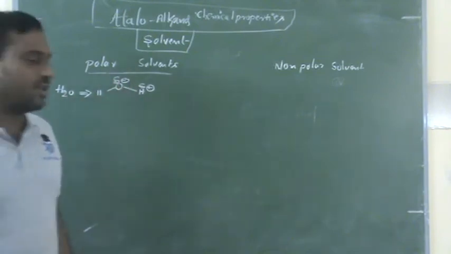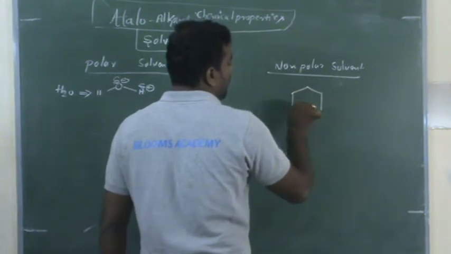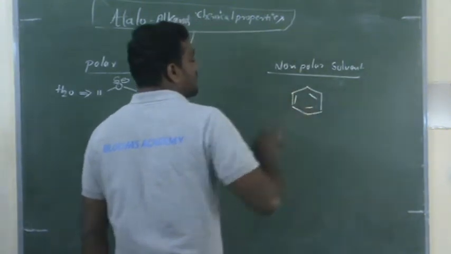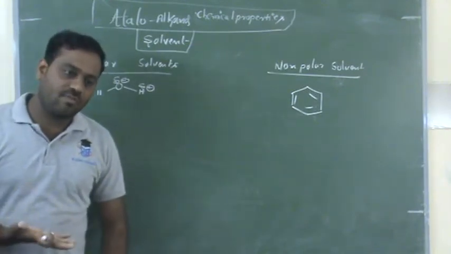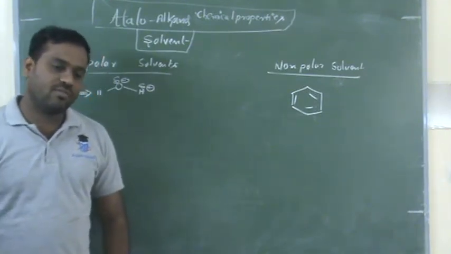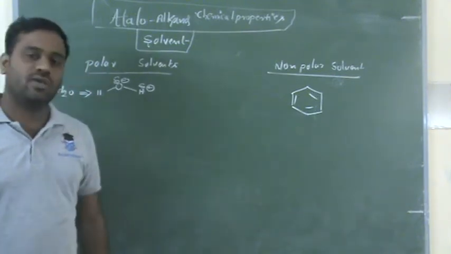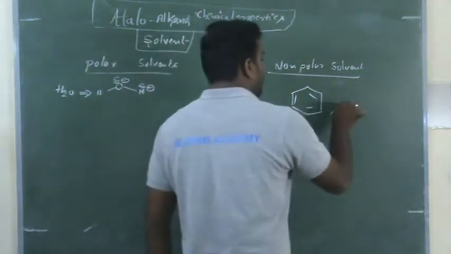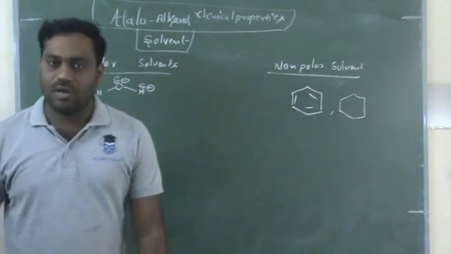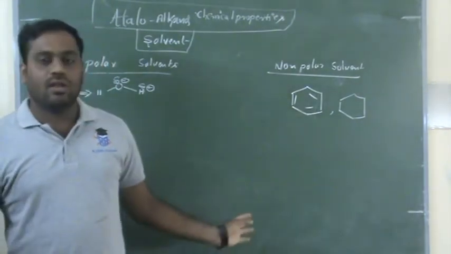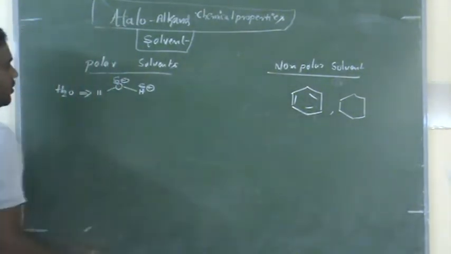There are two poles present. When you come to the non-polar solvents, you know this is benzene. Benzene acts as a non-polar solvent. Why does it act as a non-polar solvent? Because there are no charges in it. Also, other molecules like cyclohexane are non-polar solvents too. Like that, there are so many non-polar solvents, and we will discuss them now.